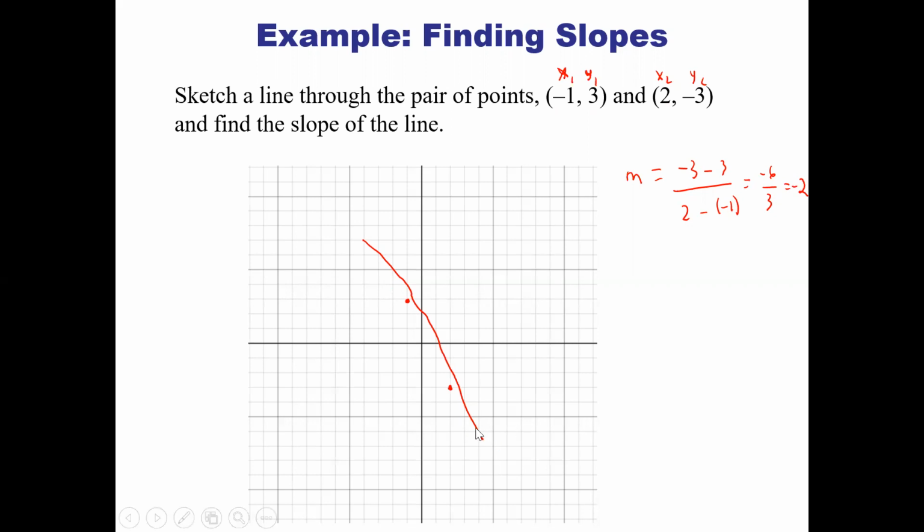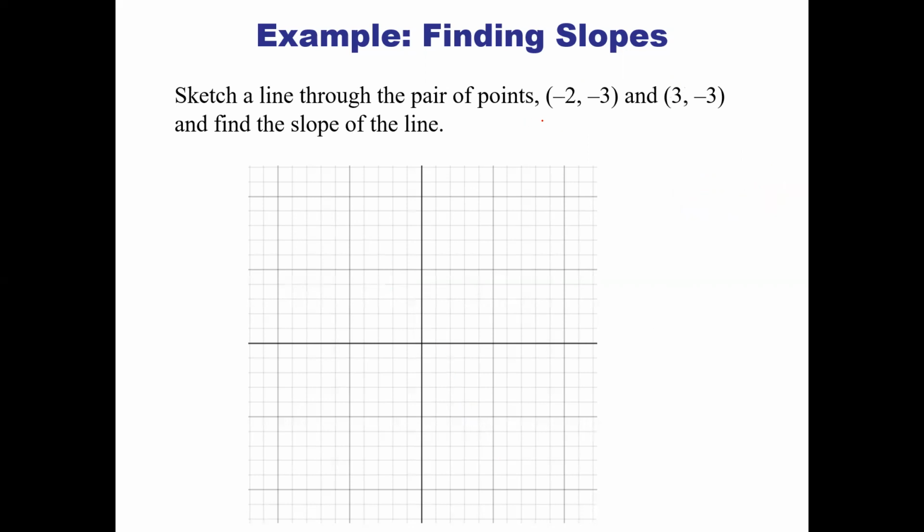Okay, let's go to the next one. And we could go the other way, but we already know it works both ways, so we'll just keep doing that. And that's kind of our sketch. Oh, what about this one? All right, so this one, we have (-2, -3). And then we have (3, -3). Well, that looks like we have a horizontal line. And so when we get done, we better end up with a 0 slope.